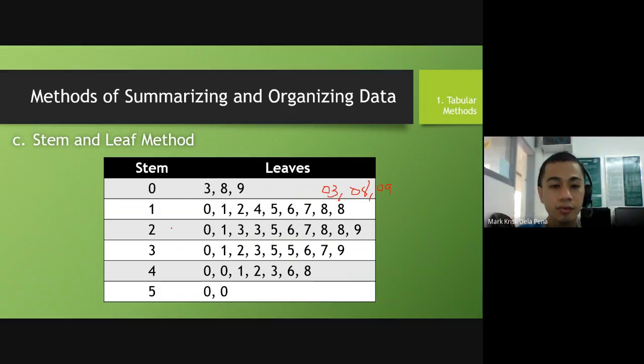So for the second row, our data are actually 10, 11, 12, 14, 15, 16, 17, 18, and 18. So there are two 18s here. In the stem and leaf method, you have to write all of the values. As you can see in the third stem, you have 20, 21, 23, 23, 25, 26, 27, 28, 28, and 29. Then in the last stem, you have 50 and 50. So that's how we interpret this table.